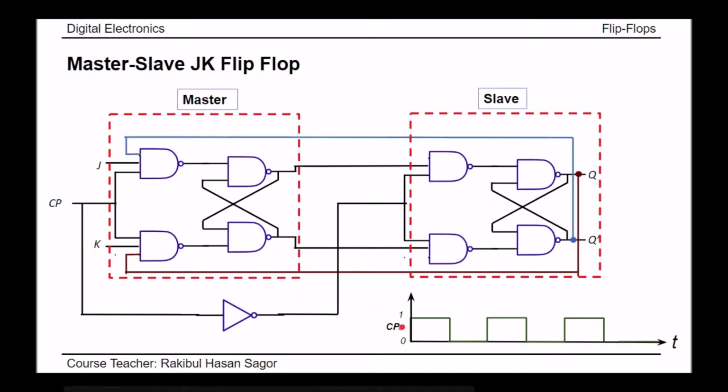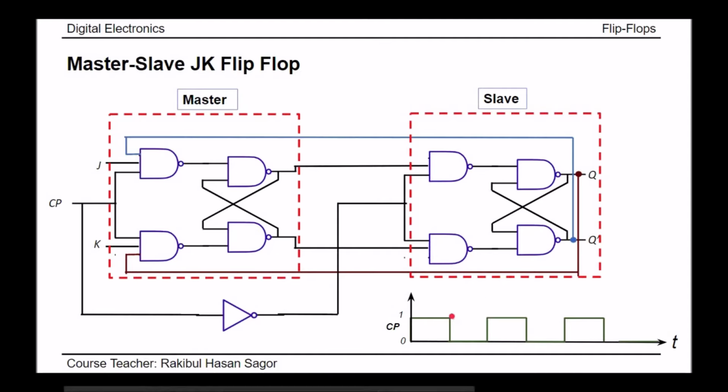Now, as long as this clock pulse is 1, even though this master output is toggled, this toggled output will not affect the slave flip-flop, because clock pulse 1 means slave flip-flop is getting clock pulse equal to 0. When clock pulse is equal to 0, it's holding the previous value. So this output will not cause any change in this ultimate output.